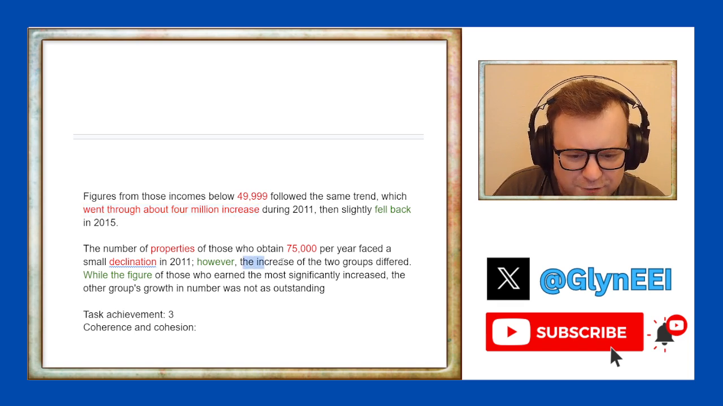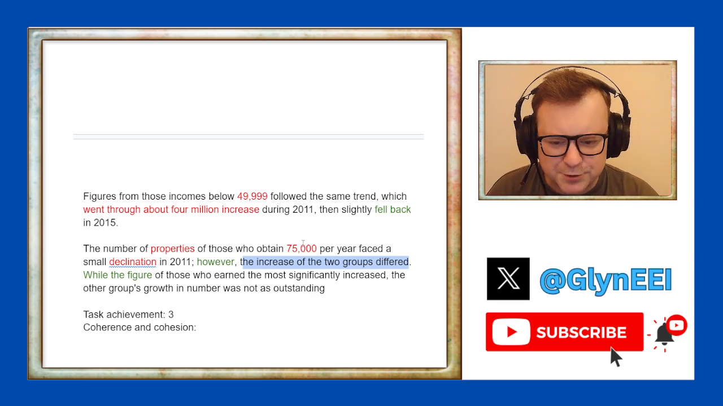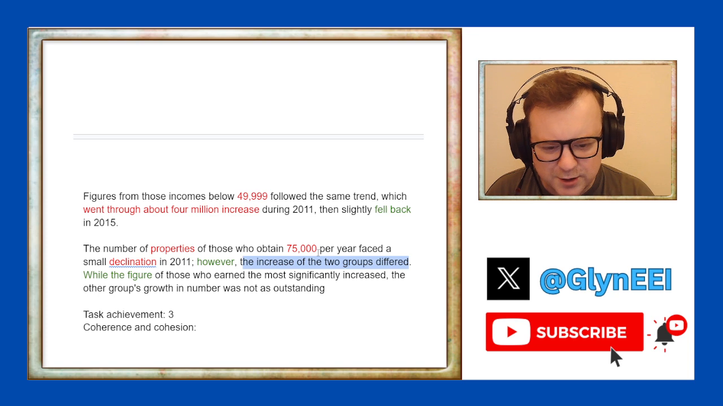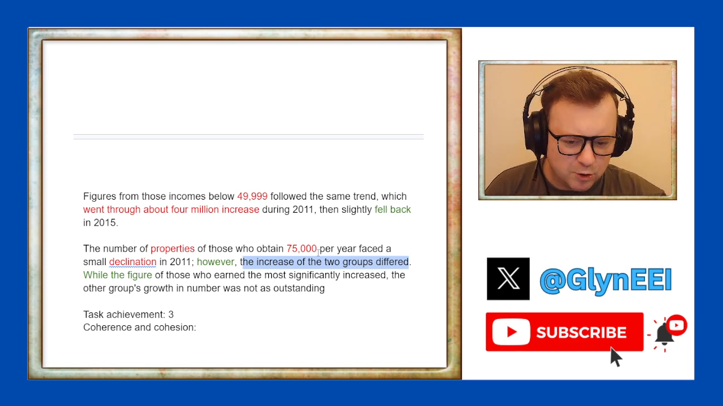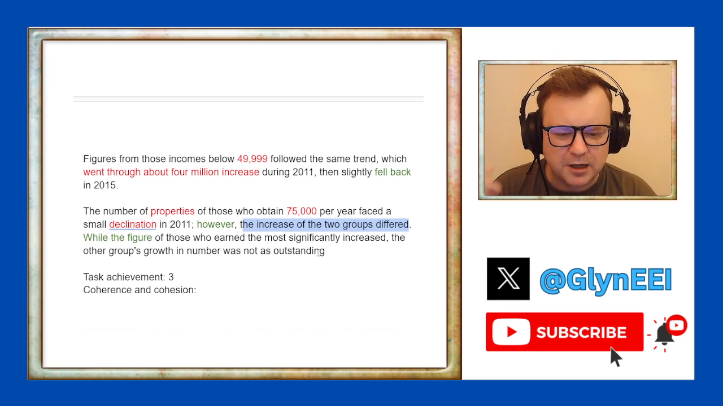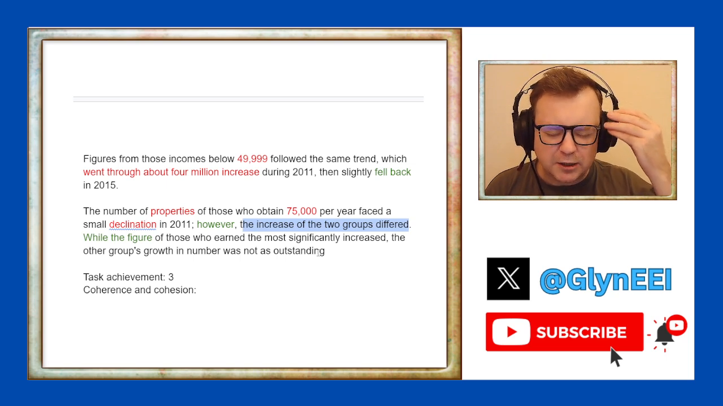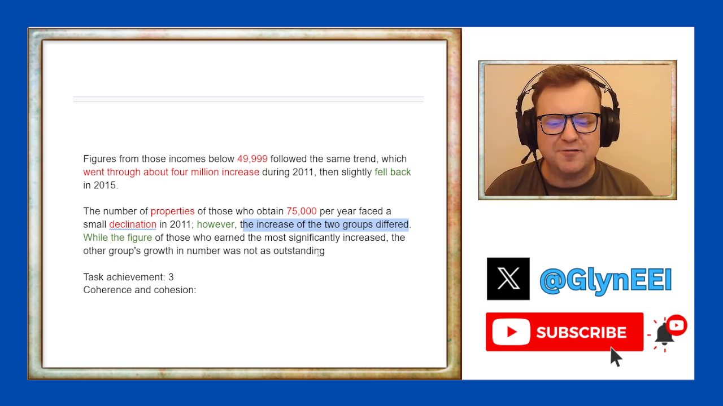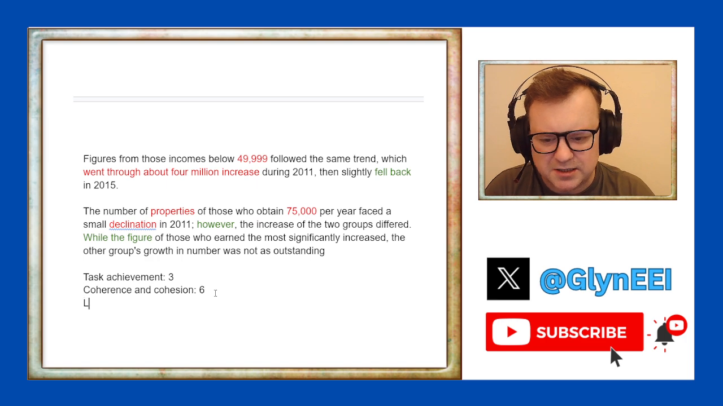"The increase of the 2 groups differed." I want the candidate to explain to me in simple terms. So there were 2 groups earning more than $75,000, one with a range of 75,000 to 99, and one with 100,000 or more. So I want more explanation. I don't want to look at the candidate's writing and think, that's probably what they mean. I don't want to use my inference or my logical reasoning to try to understand what the candidate is saying. I want the candidate to give me all of that information. So a bit of a gap with the coherence. But I think there is enough for a 6 there.